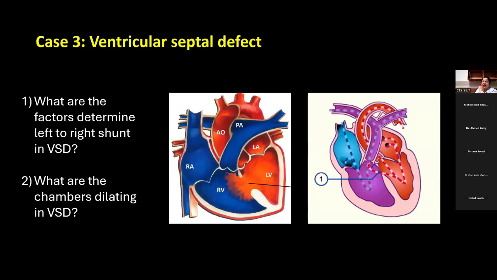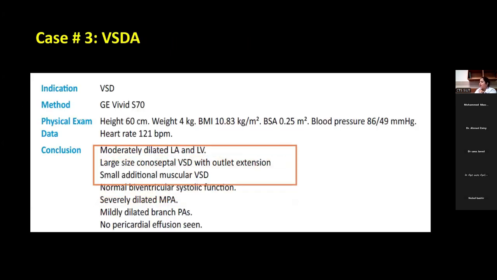The third scenario is the VSD, which usually is also a bread and butter case. And again, what are the factors that determine the left to right shunt and what are the chambers that dilate? The factor here is the pulmonary vascular resistance. So if the pulmonary vascular resistance is low, then the shunt is always left to right. And if the shunt is left to right, that is most favorable for operable and favorable outcomes.